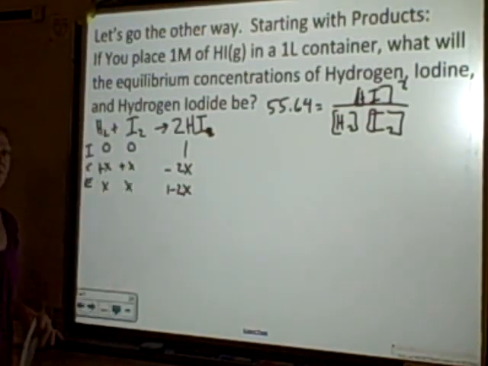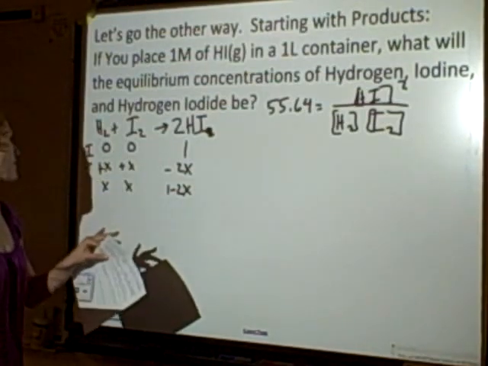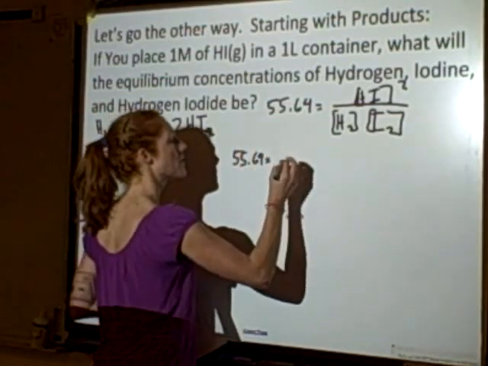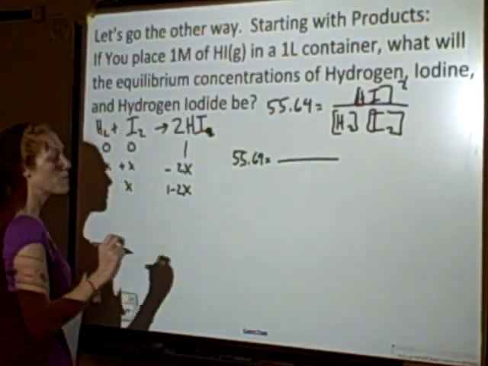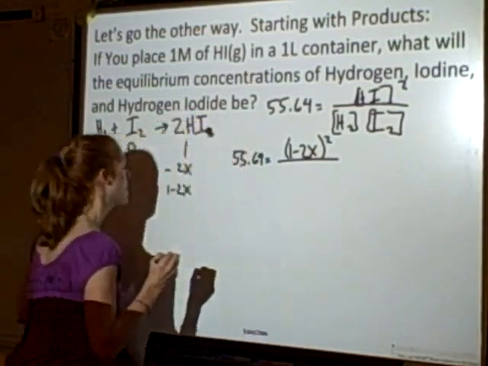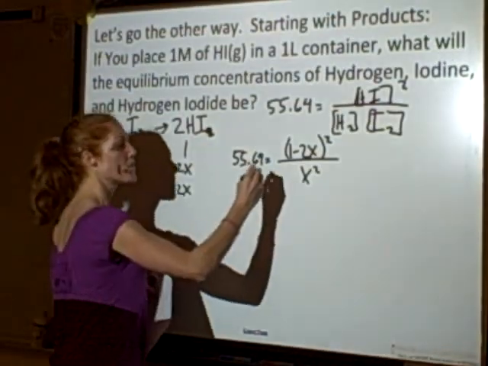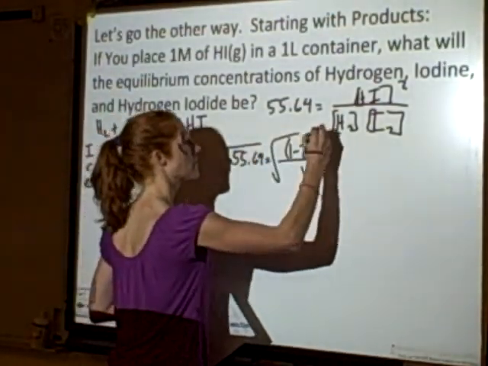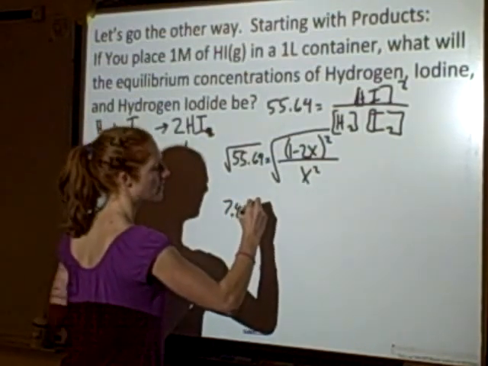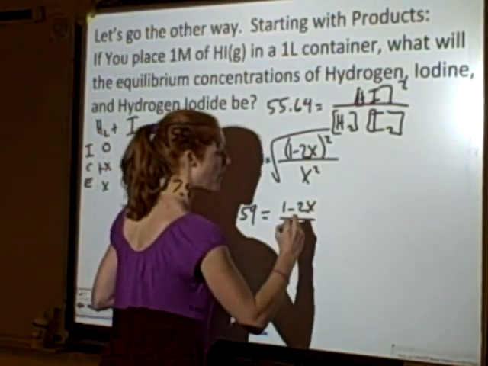I have my equilibrium values, and now I have a way to relate the equilibrium values using the Keq expression. So I'll just plug these all in, and I have 55.64 is equal to (1 minus 2x) squared, that whole thing squared, over x and x. So x times x is x squared, another perfect square. So I can square root both sides, and I'm left with 7.459 is equal to (1 minus 2x) all over x.